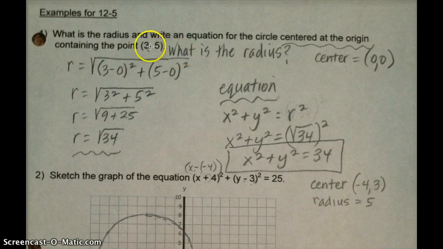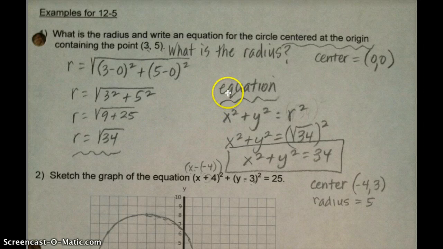So first, we need to know what the radius is. So we're going to have our radius equals the square root of 3, which is our x, because it contains this point, minus 0, because then we have our origin. We always have the center second here. So the origin is our center, and then that squared plus 5 minus 0 squared, because 5 is our y coordinate here. So then we get 3 squared plus 5 squared, we get the square root of 34. So the radius is the square root of 34.